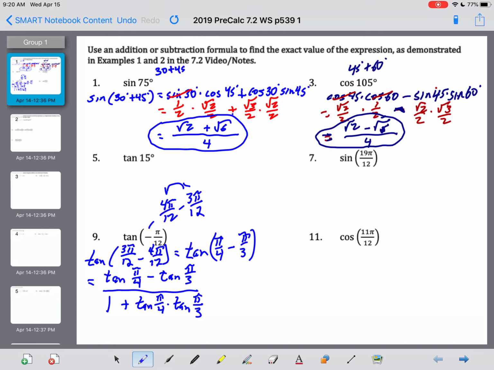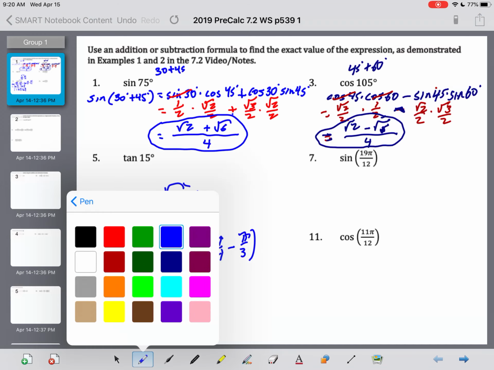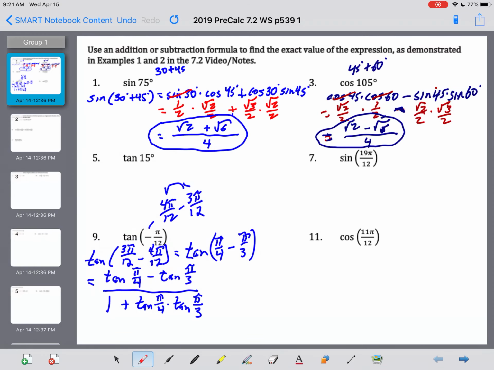So now the preliminary video had you updating your unit circle to include the tangent values around the circle. So I'm going to go ahead here to the tangent of pi over 4, which was root 2 over 2 over root 2 over 2, which is 1, minus the tangent at pi over 3, which is going to be root 3. Down here I'm going to get 1 plus the same two values, so 1 times root 3.